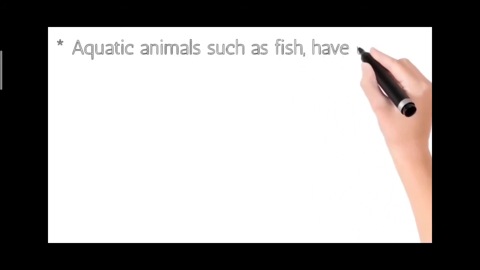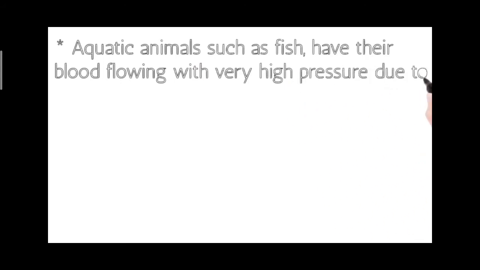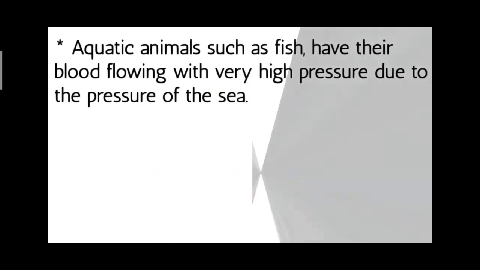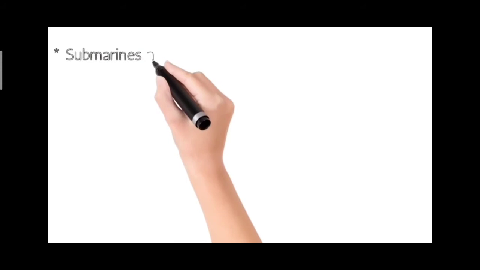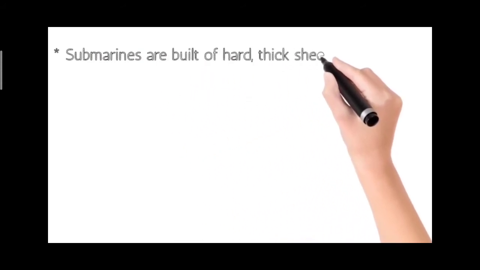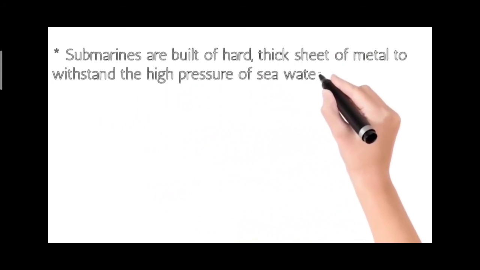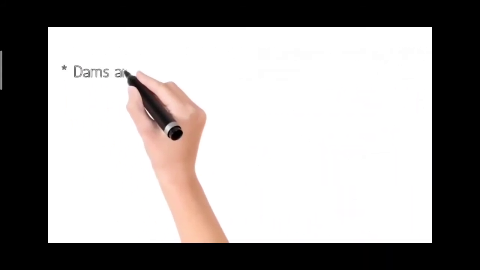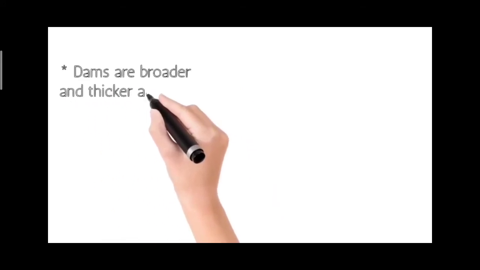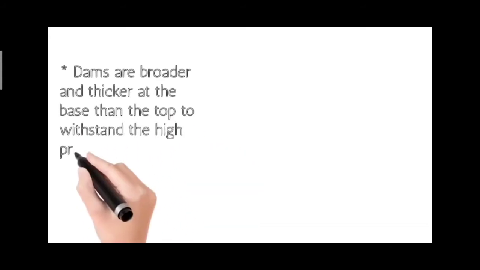Aquatic animals such as fish have their blood flowing with very high pressure due to the pressure of the sea. Submarines are built of hard, thick sheets of metal to withstand the high pressure of seawater. Dams are broader and thicker at the base than the top to withstand the high pressure at the bottom.